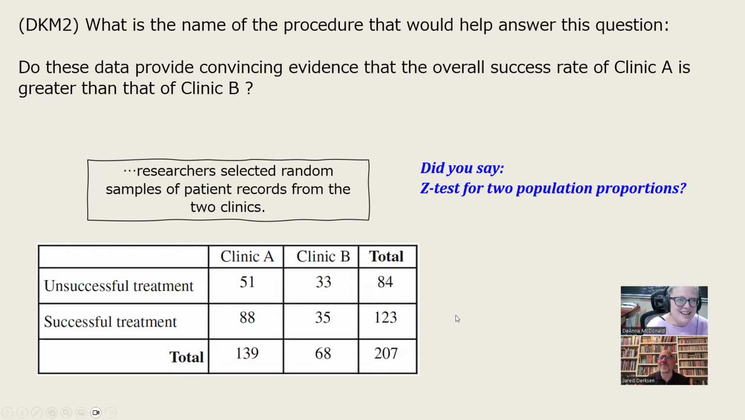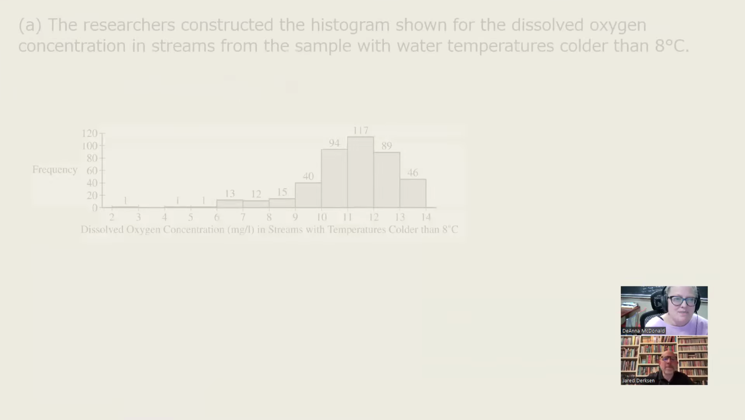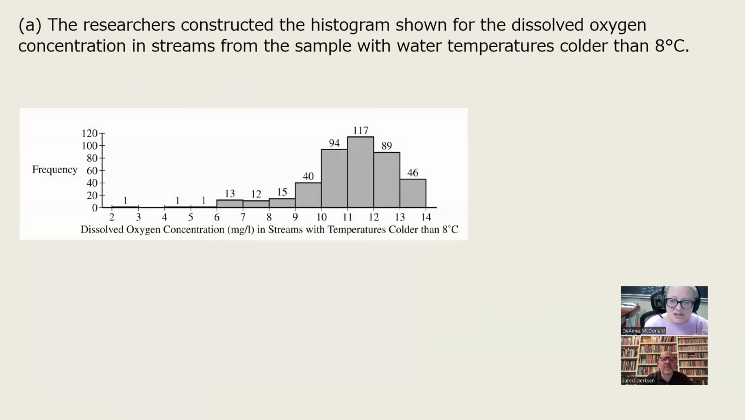Okay, so we're going to go on to the second question of the Super Six that Jared has created for us. And this question is also from an AP exam. I actually graded this exam. I think it was last year. The researchers constructed a histogram shown for the dissolved oxygen concentration in streams from the sample with water temperatures colder than 8 degrees Celsius.